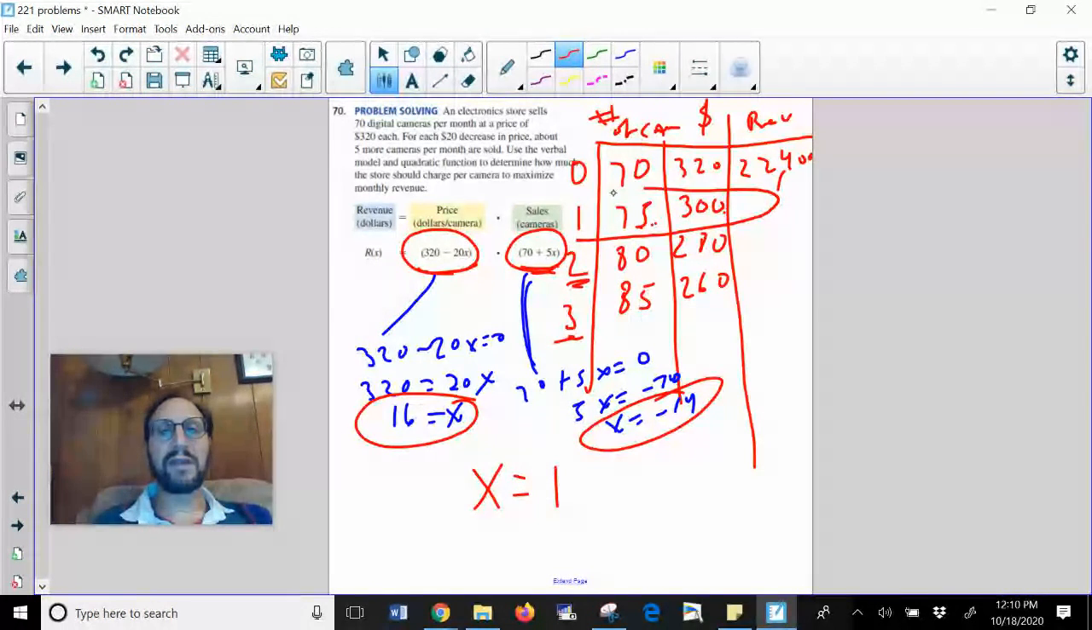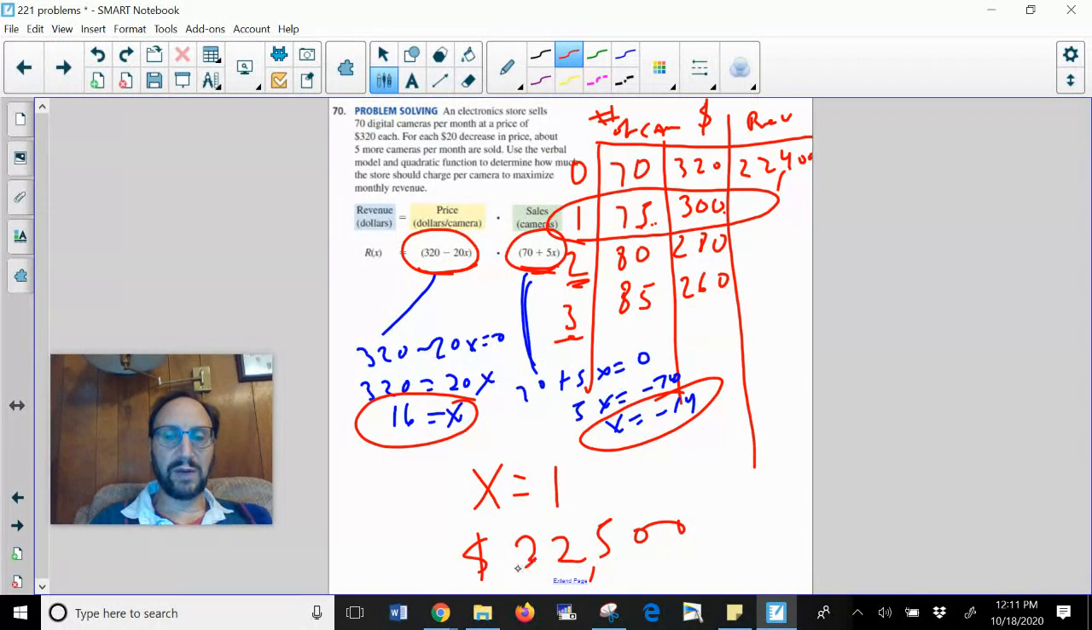That means that this is the maximum revenue. So if we have one decrease in price, we'll sell more cameras, and we'll have the most amount of money. So 300 times 75, I know that 3 times 75 is 225. So the maximum revenue must be 22,500. And we can see it's more than the initial one. And if this is a parabola, true to form, then the number 2 should be 22,400 again, and then 3 will be lower again.